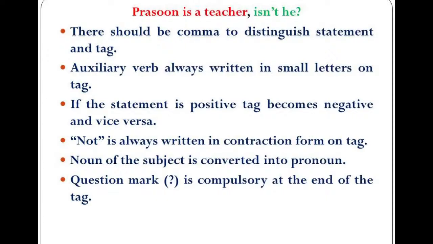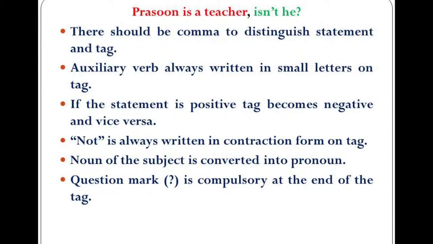You see, there is one example. In that example, there is one statement, Prasun is a teacher, and the tag is isn't he, because an auxiliary verb is present in that sentence, and the sentence is positive, that is why not is used. Prasun is a boy, that is why the pronoun is he. From this example, we can generalize the following rules.